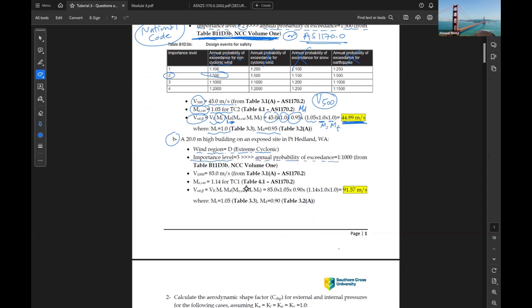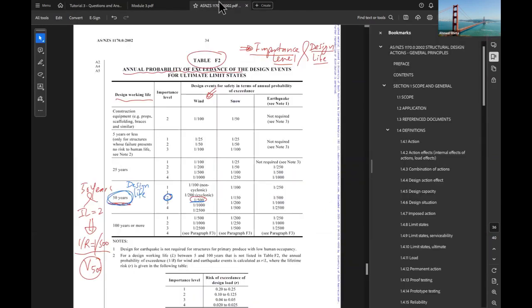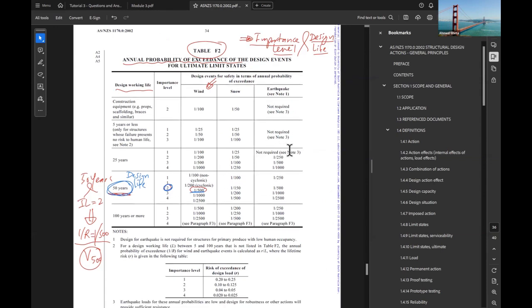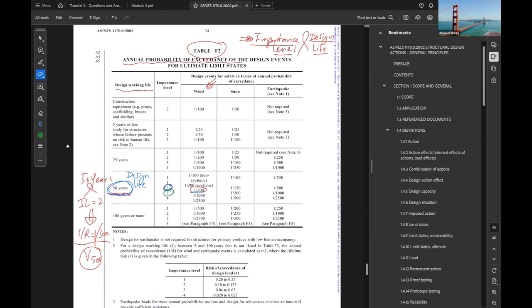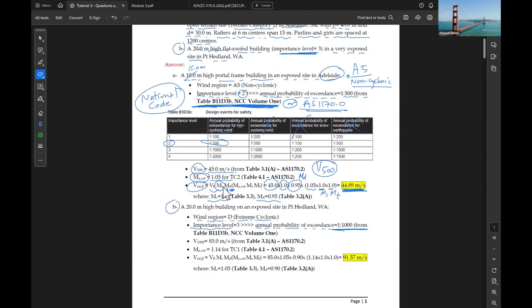So the annual probability is 1 to 1,000. If we look from the national code, it is 1 to 1,000. If we look at the standard here, AS/NZS 1170.2, we have importance level 3. So the occurrence level is 1 to 1000. Okay, so it's the same values. Or from the top here, we have importance level. For cyclonic, it is 1 to 1000.